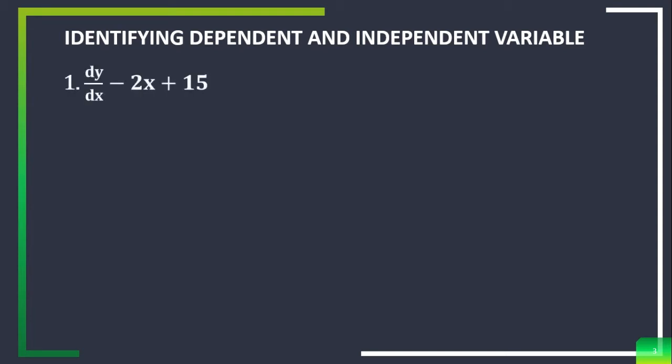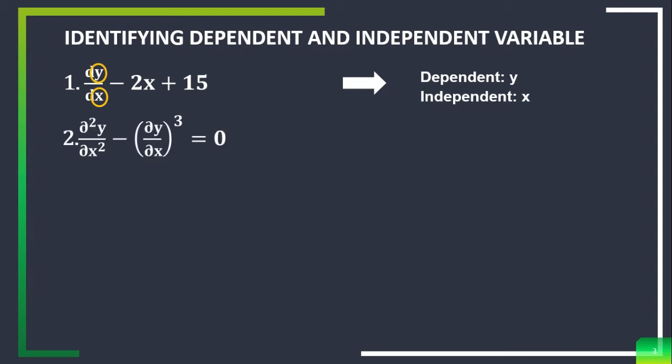First example: the derivative of y with respect to x minus 2x plus 15. So we have here the variable y in the numerator, which is our dependent, and our independent variable is located in the denominator of the derivative. So our dependent is y and independent is x.